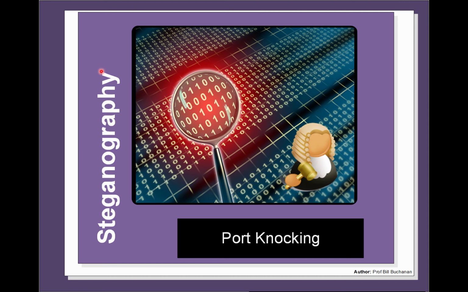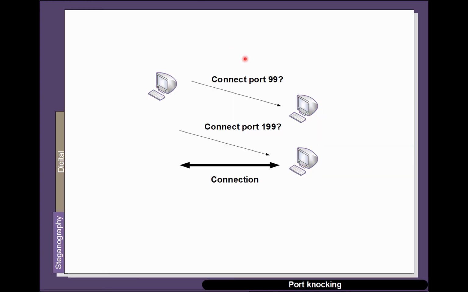Another method that can be used for secrecy and for steganography is port knocking. Port knocking is all about connecting on different ports in a certain sequence, and then the connection is opened up. So in this case, port 99 knock, port 199 knock, and then a connection is created between the two sides.